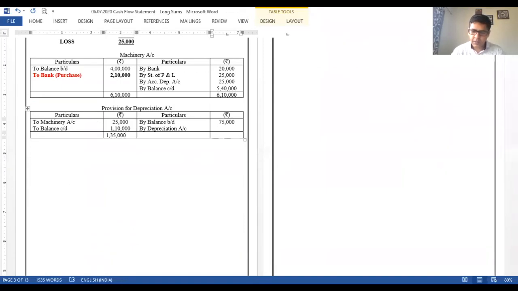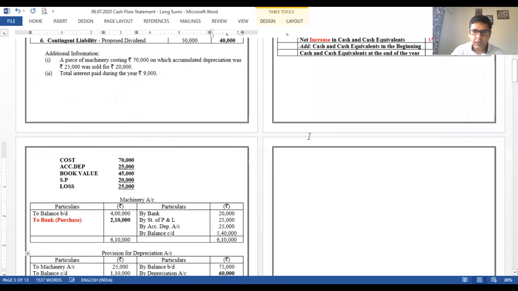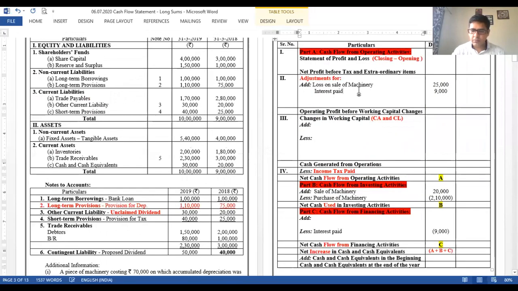Okay, so I should put 135 over here. And the difference now, 135 and 75, the difference is 60,000. This shows the depreciation provided during the year. The depreciation provided during the year has to go to adjustments, has to be added because it's an expense again, a loss again. So depreciation on machinery, and the depreciation amount was 60,000.